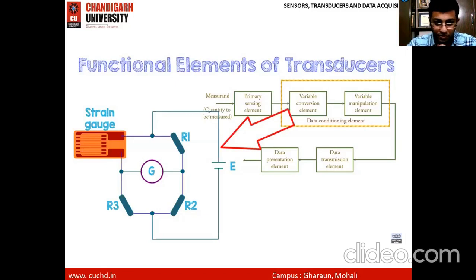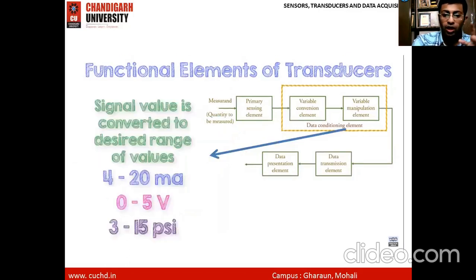But after that, there is one more element, that is the variable manipulation element. Because the variable conversion element converts it into electrical form, the physical information, force, is still there within it. It has not been lost or modified at all. But in the variable manipulation element, there is a need to convert these signals into a particular range of values. These are the standards used in industries. For voltage, it is 0 to 5 volt. It is the standard range. Current range is 4 to 20 milliamps.